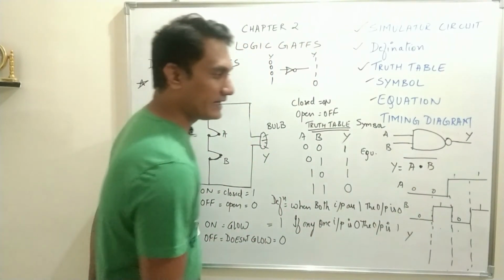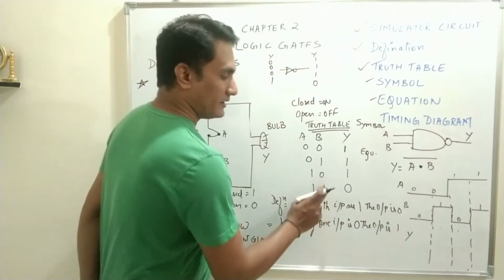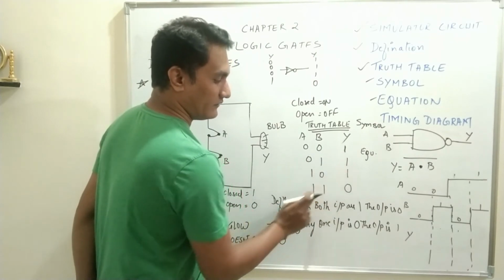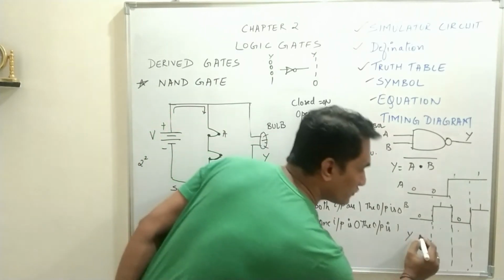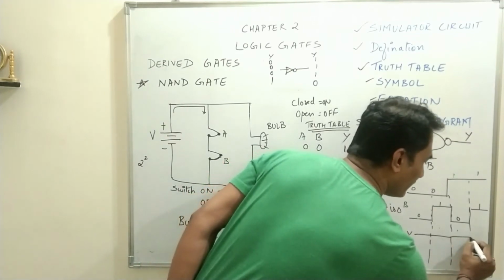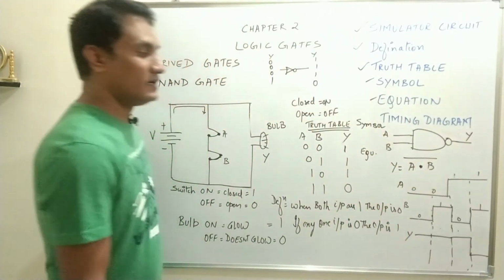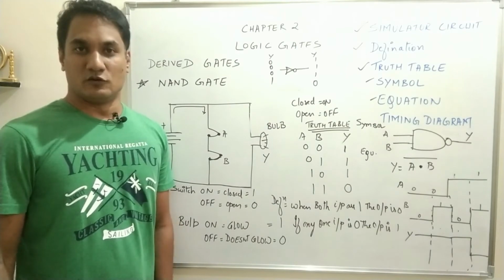And what will be the timing diagram? Timing diagram, the output is 1, 1, 1, and when both the inputs are 1, the output will be 0. So the timing diagram will be 1, 1, 1, and for the last condition, the output Y goes to 0.